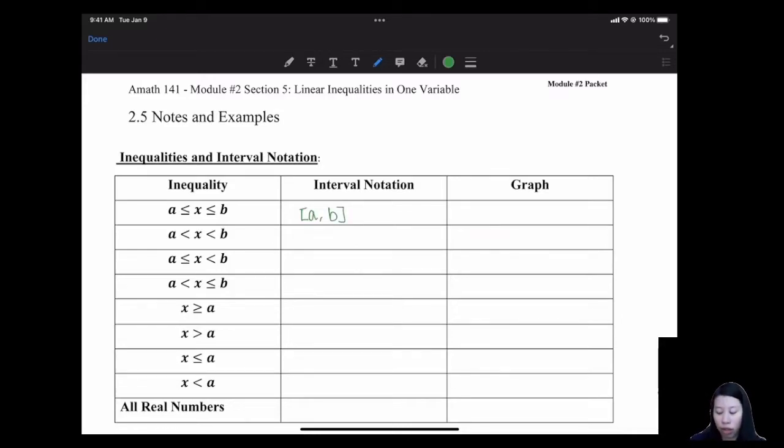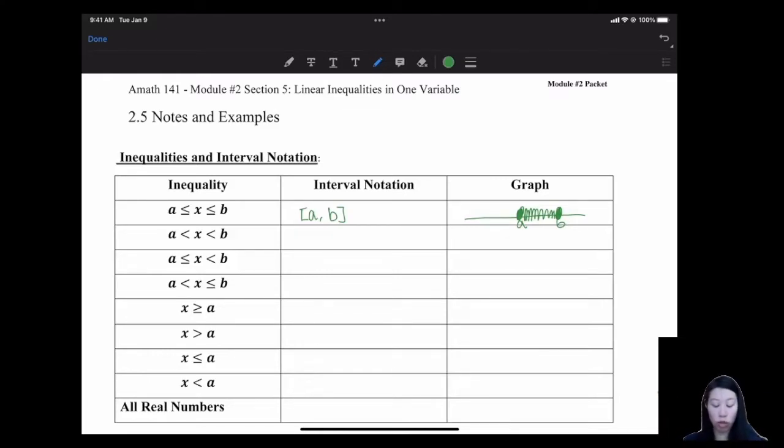So on the graph, you should see from a to b, including a, that's a solid dot, and b, another solid dot, including it. So it would be this part in between a and b.